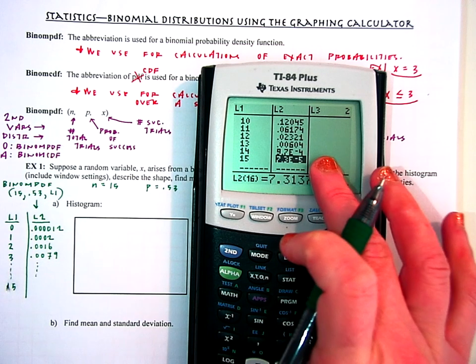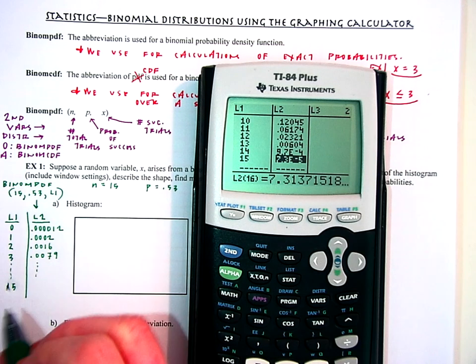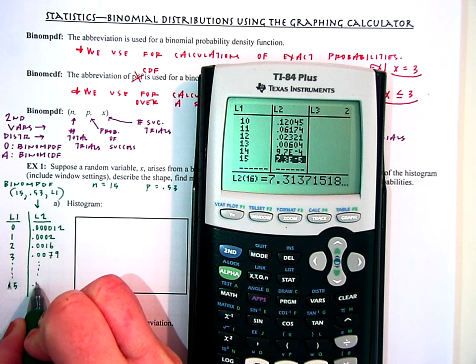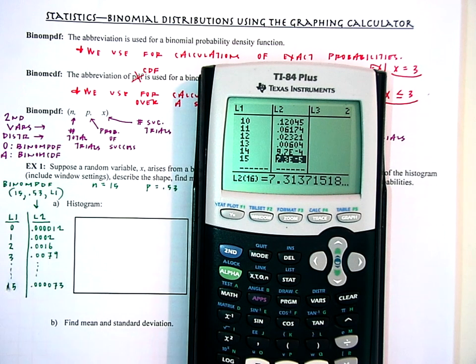So this guy at the bottom, the probability of exactly 15, again, I'm going 5 slots to the left. So that would be 0.000073. Okay, so I want to visualize my probability distribution as a histogram.